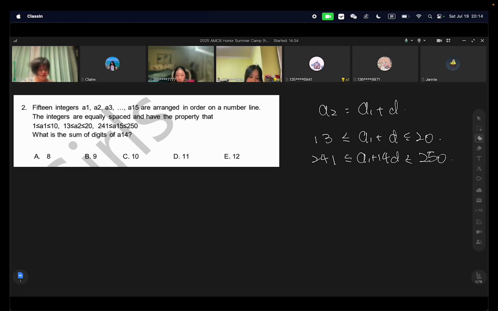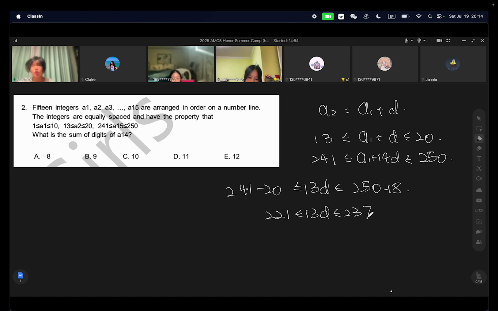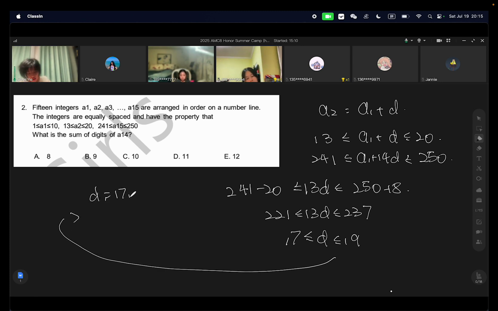So we need to find the difference between the two inequalities above. So we can solve this by doing this. 241 minus 20 is no less than 13D, is no less than 250 minus 13. So we have 221 no less than 13D, no less than 237. So by simplifying and dividing by 13, we have 17, D, and 19. Therefore, since they are all integers, D can either be 17, 18, or 19.